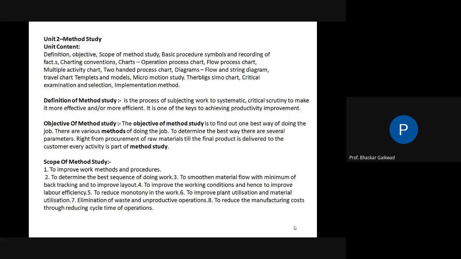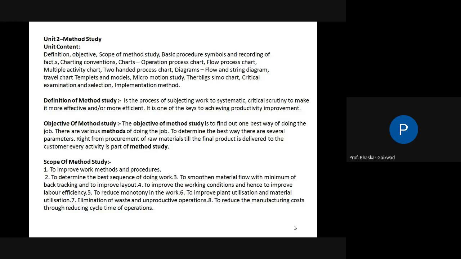Utilization, material utilization. See, three M's are there in industry. Three M, triple M. What does it contain? Man, material, and machines. Proper utilization of these three things is the effect of the methods.